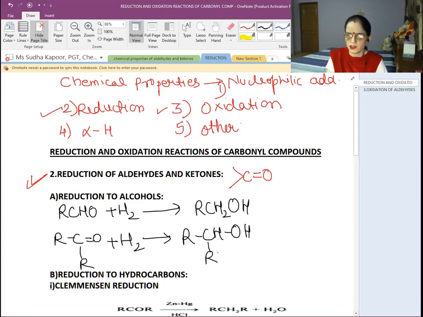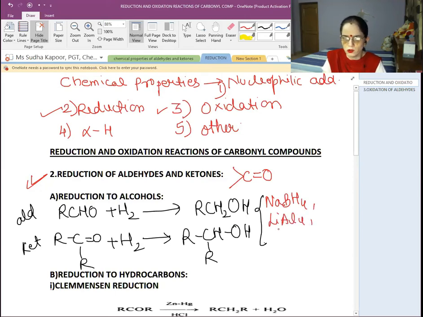The general reduction results in formation of 1 degree and 2 degree alcohols. Aldehyde gives us 1 degree alcohol and ketone gives us 2 degree alcohol. Now the main reagents used for reduction are NaBH4, then LiAlH4, or we can also use catalytic hydrogenation. Catalytic hydrogenation, we all know, is also very important in the addition of hydrogen in the formation of alcohols.